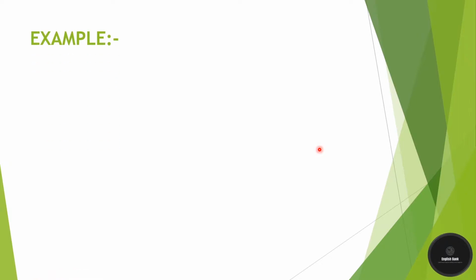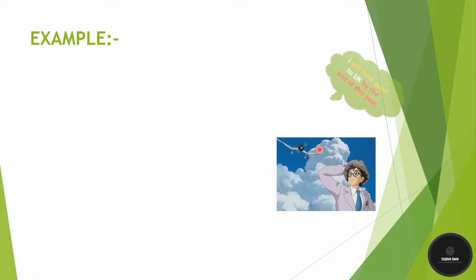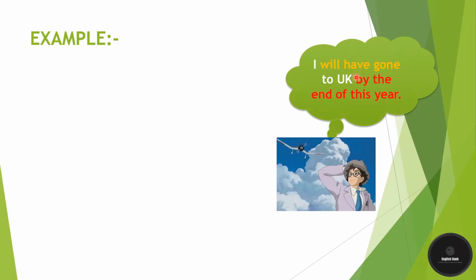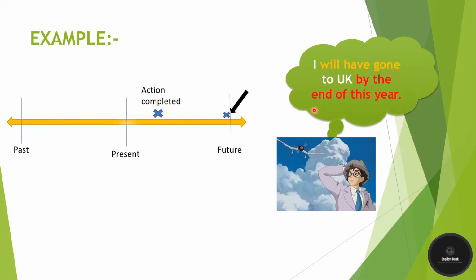Let's look at this example. This is what the person thinks. What will have happened in his life by the end of this year? I will have gone to UK by the end of this year. Now look at this timeline. Here's the completed action. Here's the definite future time. In this sentence, will have gone is the completed action and by the end of this year is the definite future time.